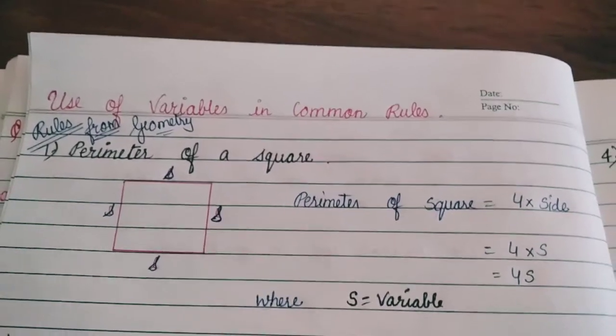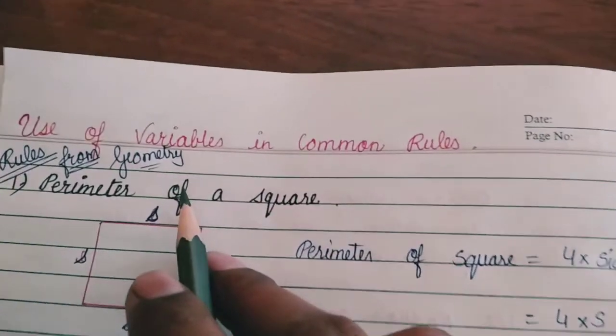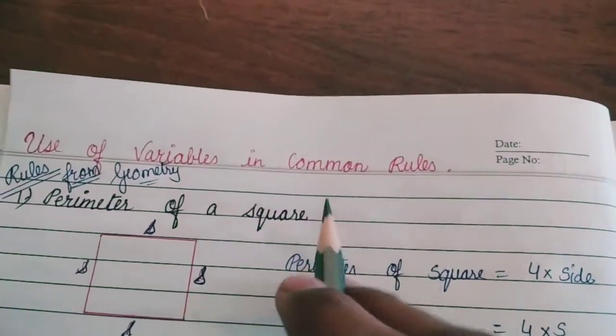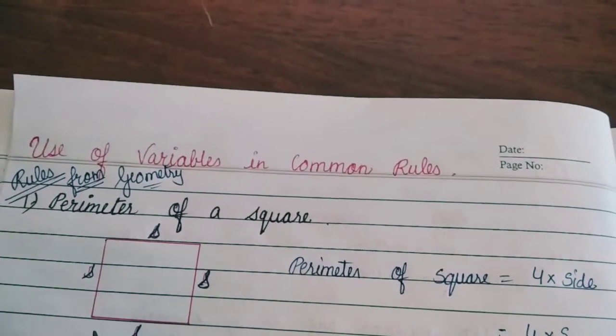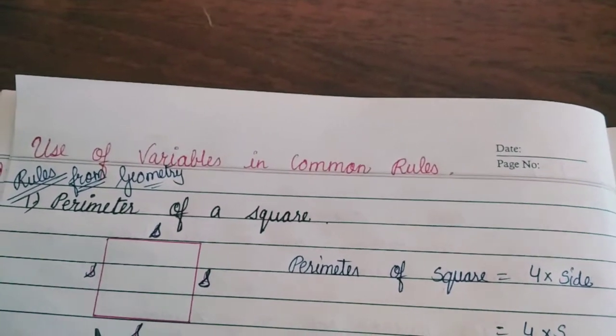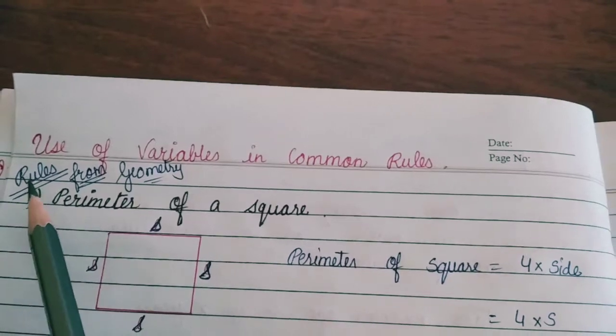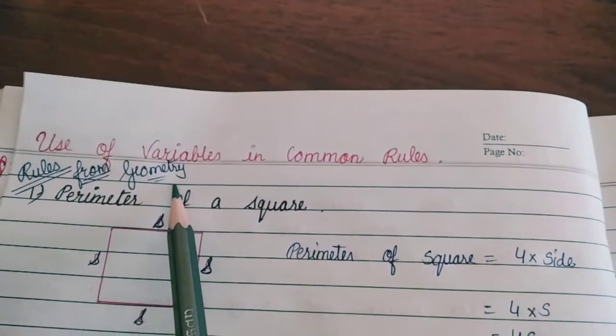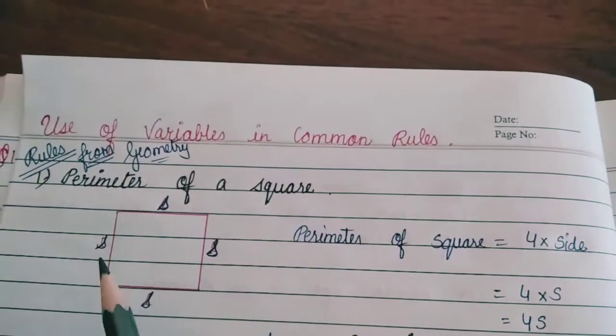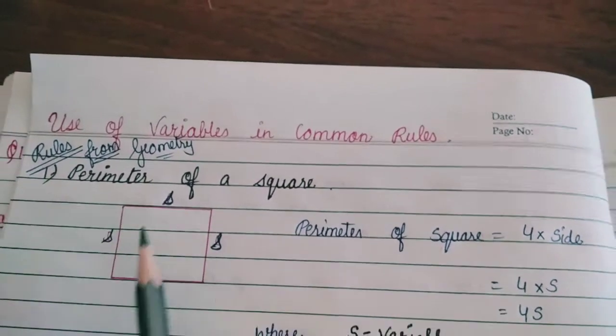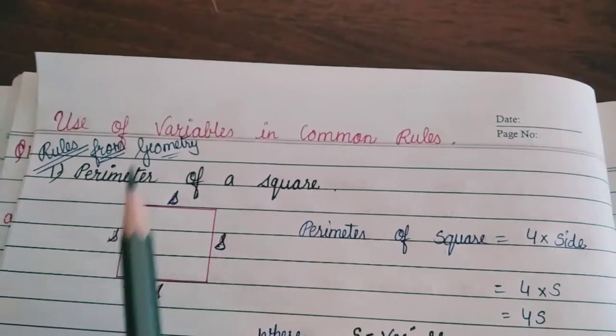In this video we will see the use of variables in common rules for class 6th, chapter 11. Here we have firstly the rules from geometry. We see in perimeter of square, perimeter of rectangle, the same things we are looking at here once again.